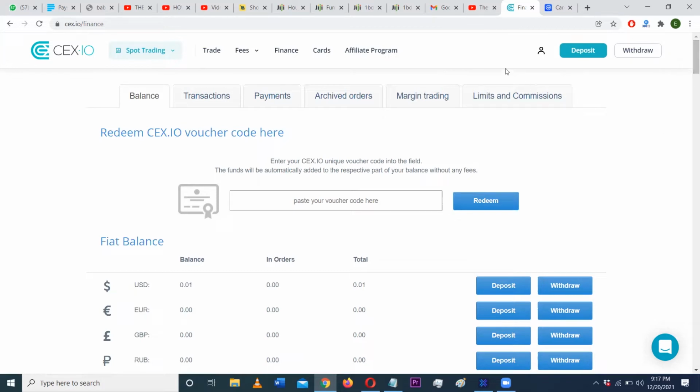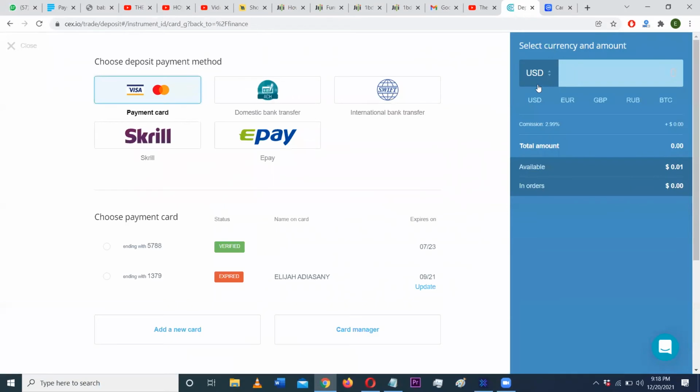So we are just going to wait for the money to deposit and then we play around with it small.